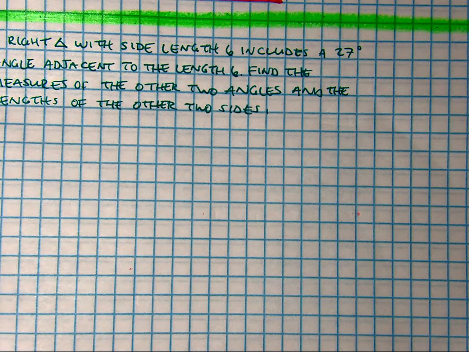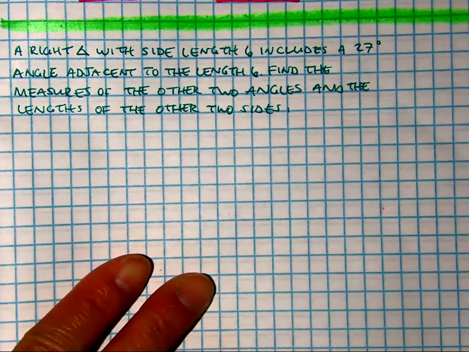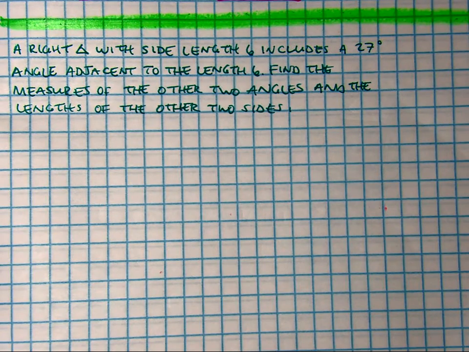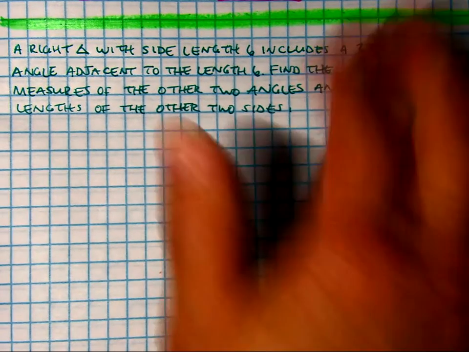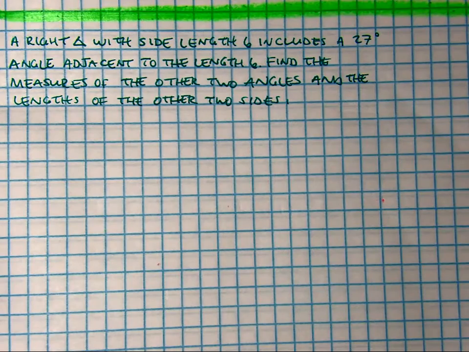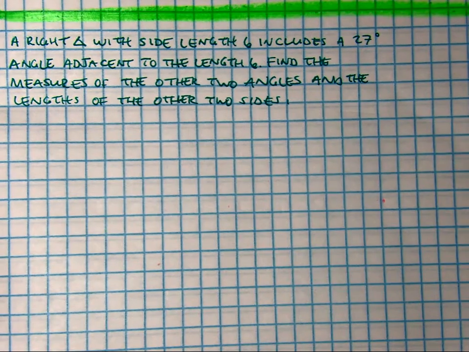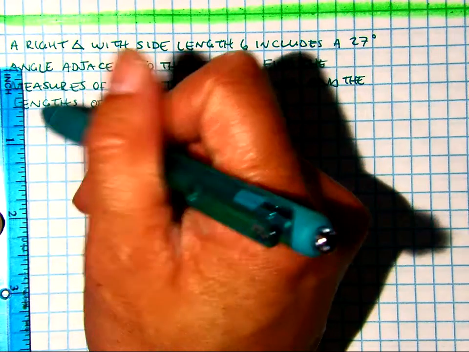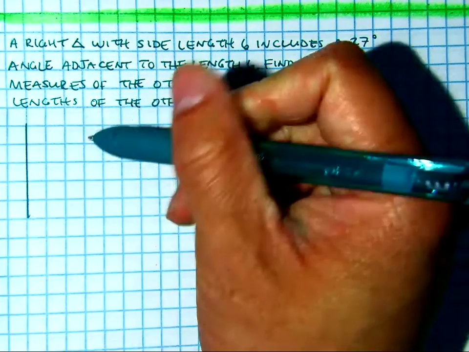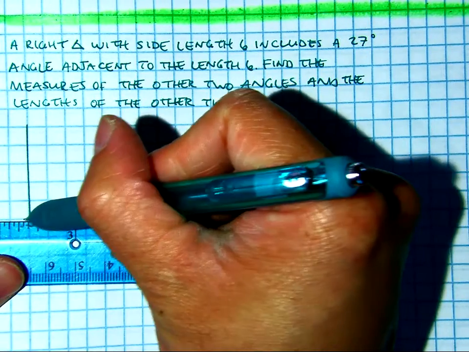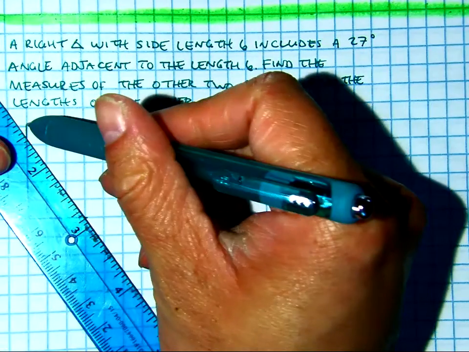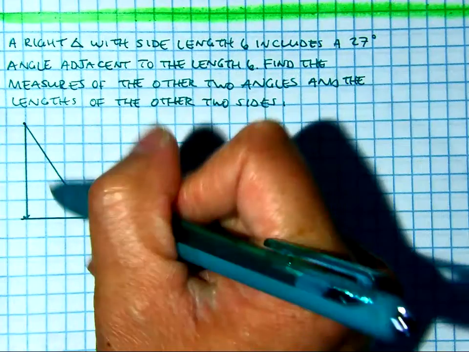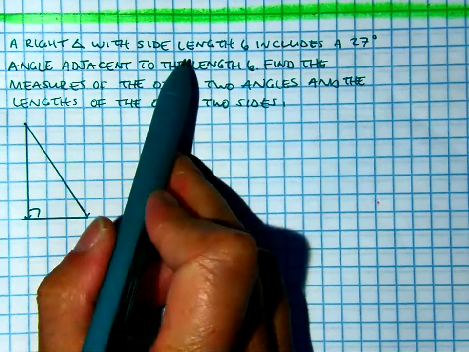I wanted to actually practice this problem without a picture, because that's a challenge in today's lesson: drawing a picture. It's essentially a word problem with no picture. So it tells me to draw a right triangle, so let me draw a right triangle with a side length of 6. Now, I have to think to myself that they did not say the hypotenuse.